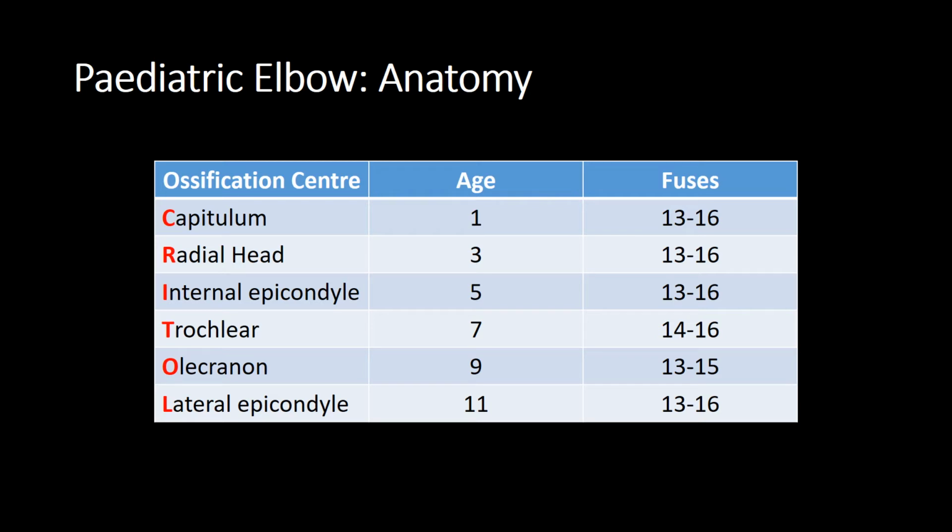The most important thing that I want you to remember is that the trochlear never ever appears before the internal epicondyle. The internal epicondyle must always appear before the trochlear, always. And that's a really important thing for you to remember, and we'll cover that in a bit more detail in a moment.